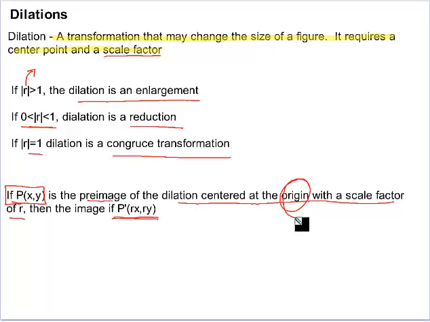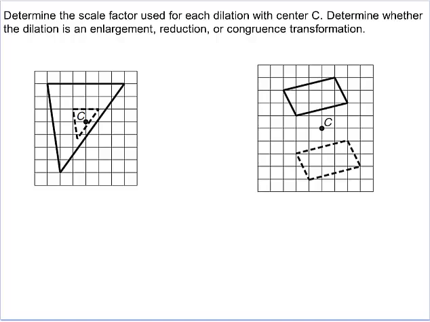So we're going to do a couple of examples. We are first going to determine if we have an enlargement or a reduction, and what the scale factor is. So the dashed lines are the pre-image, and the solid line is our dilation image, or our post-image.